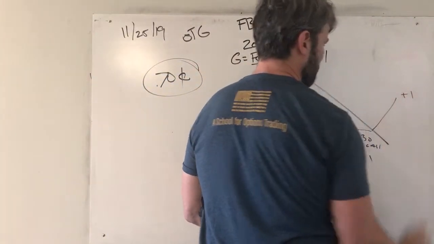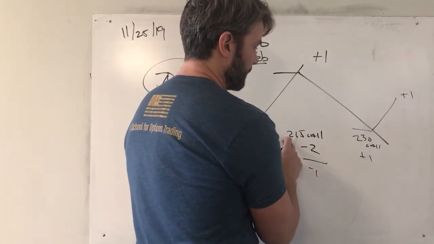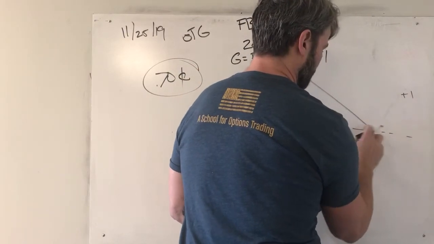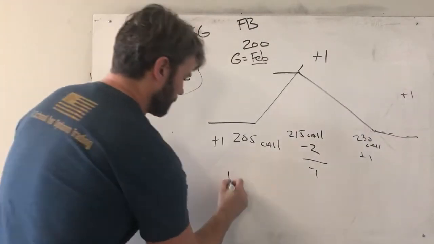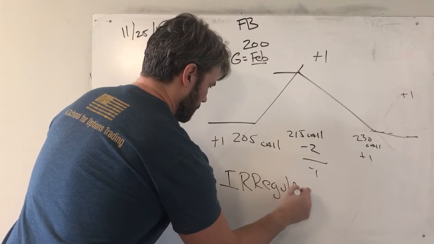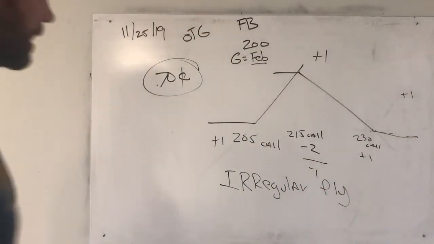I have a positive one slope from the 230 call that I bought. I have a -1 slope from 215. So above 230, I get a flat line, okay? So here I've made my irregular fly.